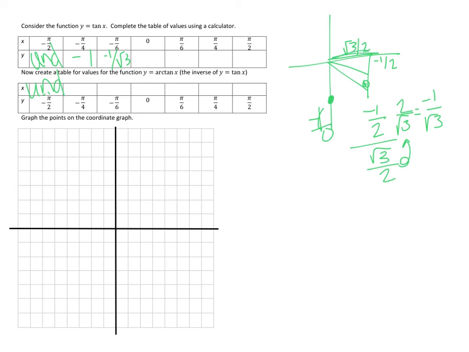At 0, my y over my x would be 0 over 1, so that's 0. Pi over 6, positive 1 over radical 3. Pi over 4 would be positive 1. And pi over 2, again, is going to be undefined. Translate these down. Negative 1 divided by radical 3 is negative 0.6.